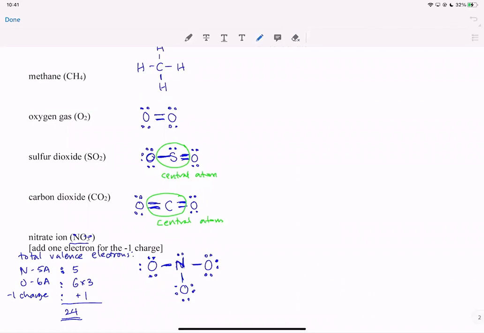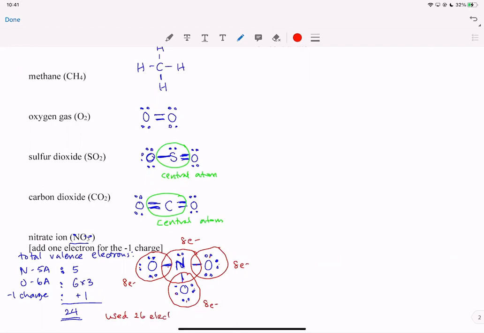Okay, so going back to what I was doing, I wanted to make sure that every atom has 8 electrons around it. So I draw a circle around 8, including the ones that are shared electrons in bonds. So those are oxygens. Each of those has 8 electrons. The central nitrogen also has 8 electrons. But then I want to count how many electrons I used. So you literally count them. 2, 4, 6, 8, 10, 12, 14, 16, 18, 20, 22, 24, 26. So I used 26 electrons.